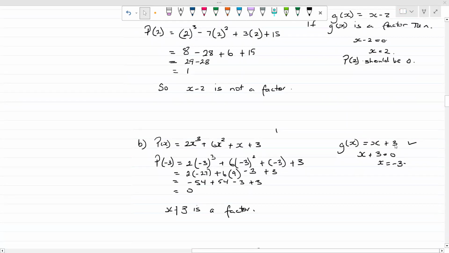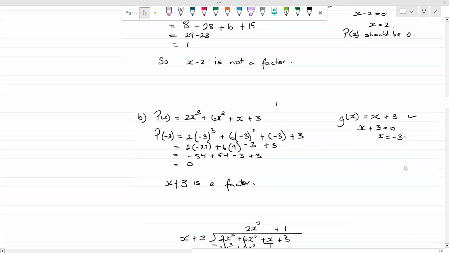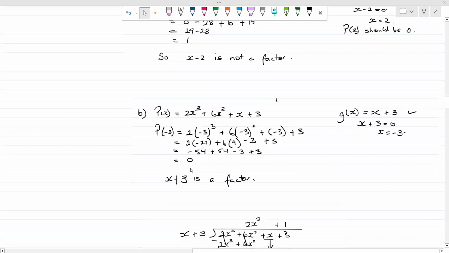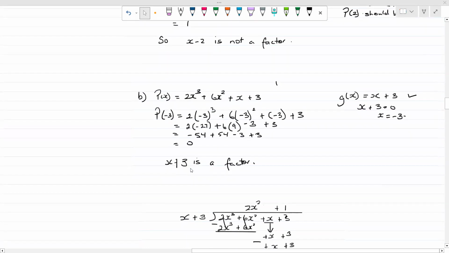Now, when g of x is x plus 3, and we transpose here and we get x is equal to negative 3, when I substitute that into my function, I am getting a 0. So x plus 3 is a factor. Yeah?